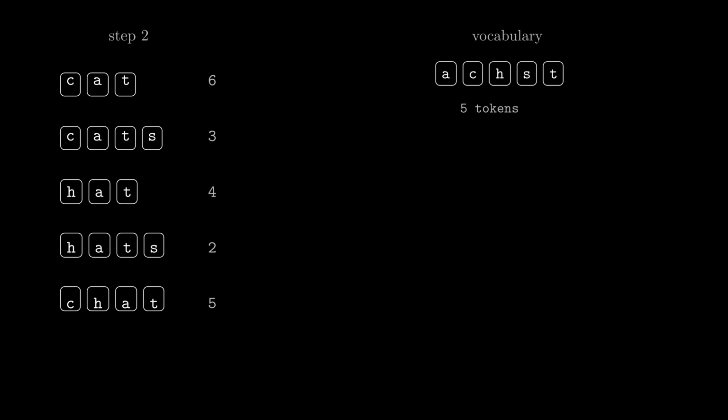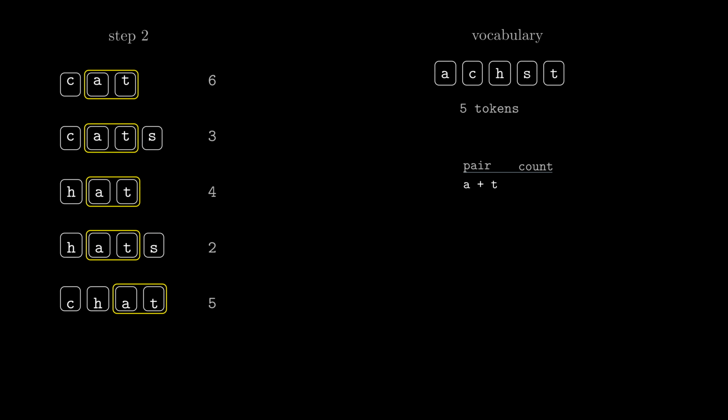5 tokens. Step 2. Count every adjacent pair, weighted by how often its word occurs. A followed by T. That pair appears in every word. 6 plus 3 plus 4 plus 2 plus 5. 20. H followed by A. 11. In hat, in hats, and inside chat. C followed by A. 9. T followed by S. 5. C followed by H. 5.